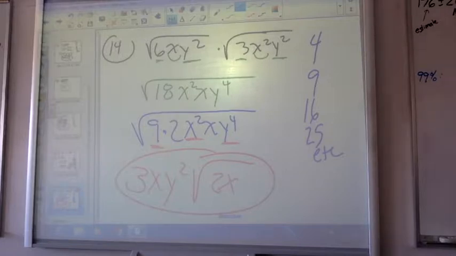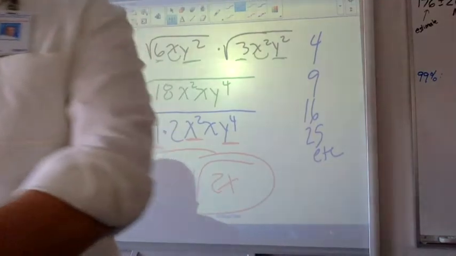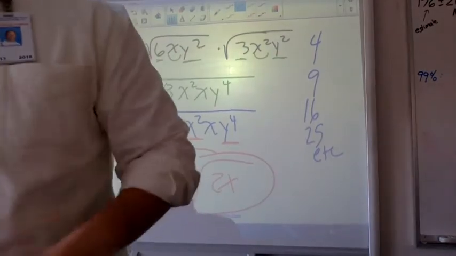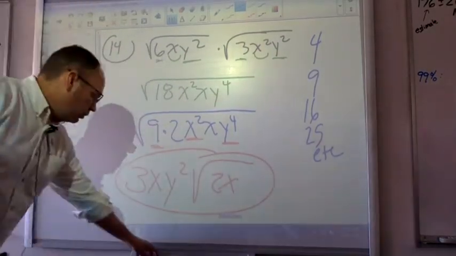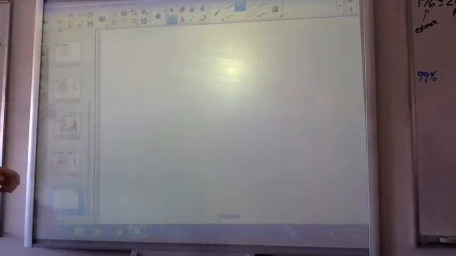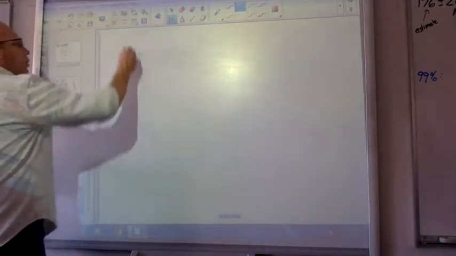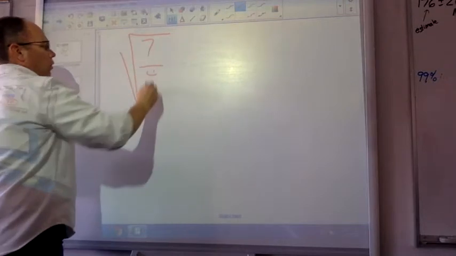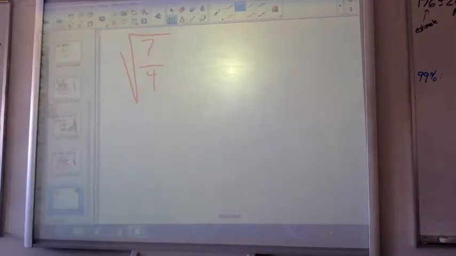Okay, 3 whole problems. And I think this will give you enough of a thought of how you could attempt tonight's assignment. So let me get to a clean sheet. The very first problem, we have the square root of 7 over 4. Okay, the 7 over 4 is totally in there.